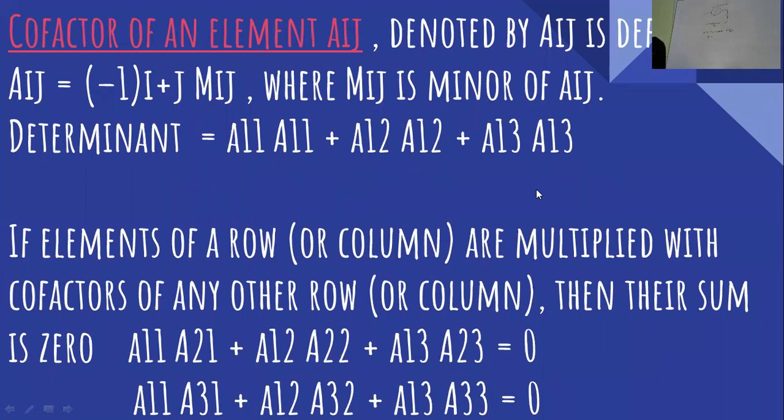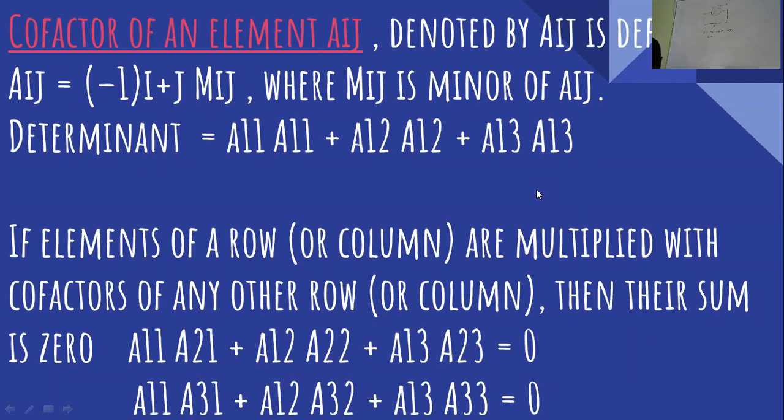Cofactor of an element aij, denoted by Aij, is defined by Aij equals minus 1 to the power i plus j times Mij, where Mij is the minor of aij. Determinant is equal to a11 into A11 plus a12 into A12 plus a13 into A13.